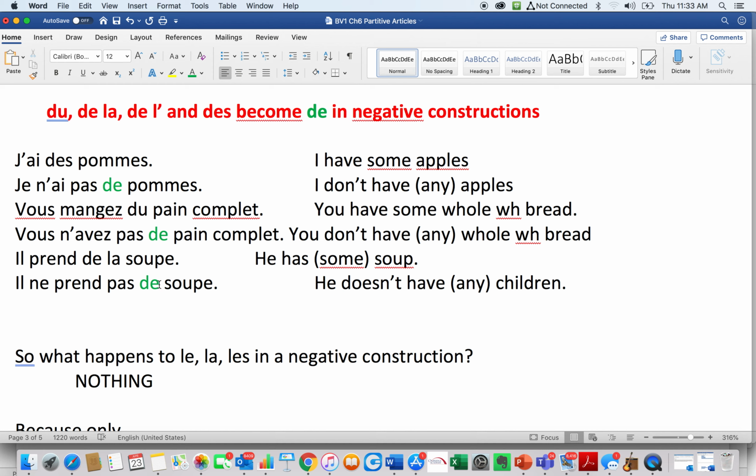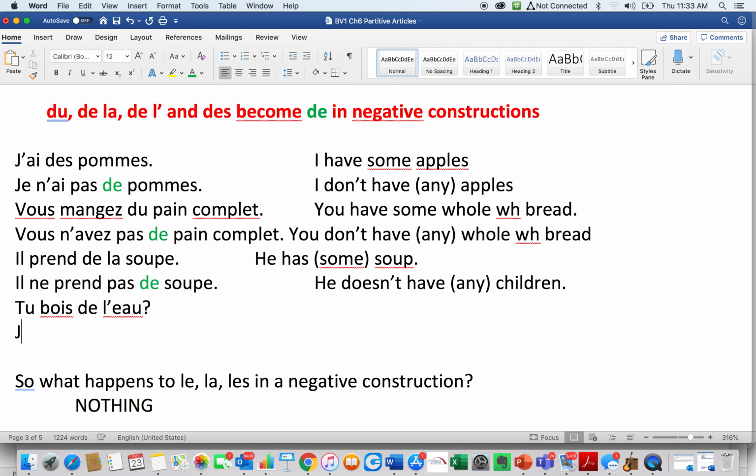So I guess the one thing that's missing, I should have given you an example with that. There we go. Tu bois de l'eau? And my answer would be je ne bois pas d'eau. Okay? Je ne bois pas d'eau.